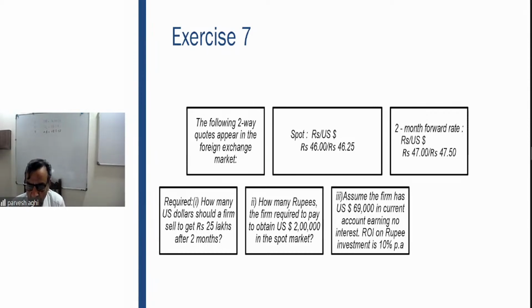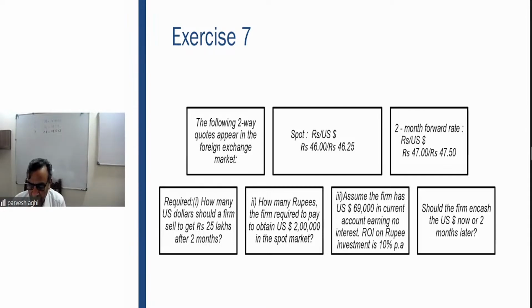Third question: assume the firm has $69,000 in the current account, earning no interest, whereas the rate of return on a rupee investment is 10%. So if you have money in dollars, you don't earn any interest, but if you have money in rupees in your account, you will earn 10% return. Should the firm encash the US dollars now or 2 months later? The question says, should you encash it later or should you do it now?